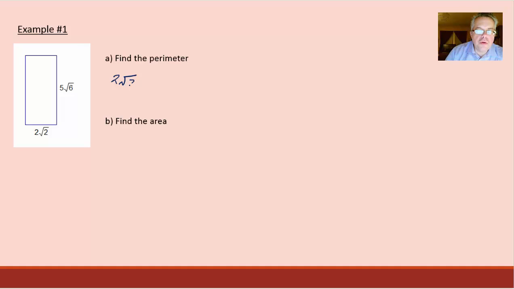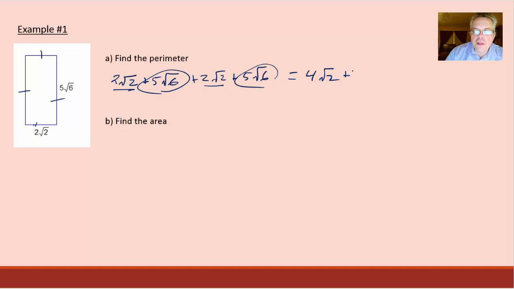We have 2 square root of 2 plus 5 square root of 6. That takes care of these sides. But we have 2 more. So we have another 2 square root of 2 and another 5 square root of 6. So we just combine like terms. 2 times square root of 2 plus another one is 4 times square root of 2. And if we have the terms with square root of 6's, we get 10 square root of 6. Done. That's the perimeter. So it's adding, so we combine like terms.